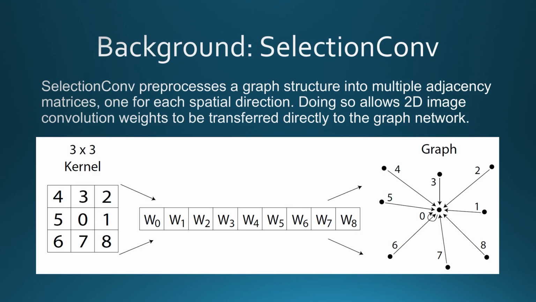To do so, we build from our previous work, SelectionConv, which is a technique that brings 2D convolution weights into graph structures. This is done by pre-processing a graph into multiple adjacency matrices, each one representing a different cardinal or ordinal direction. Thus, each direction can be assigned specific weights, which can be pulled directly from convolution networks trained on 2D images. This gives a framework by which we can operate on images with optimized weights, but have the flexibility of a graph structure.